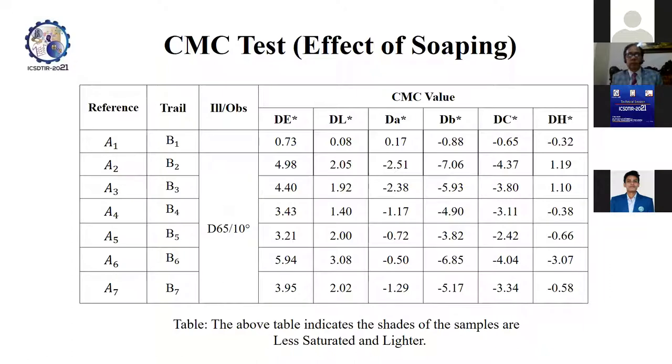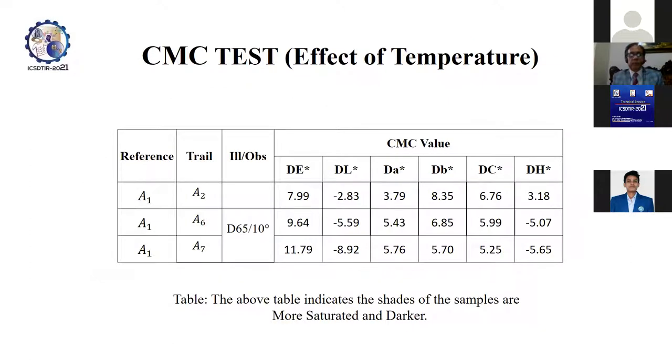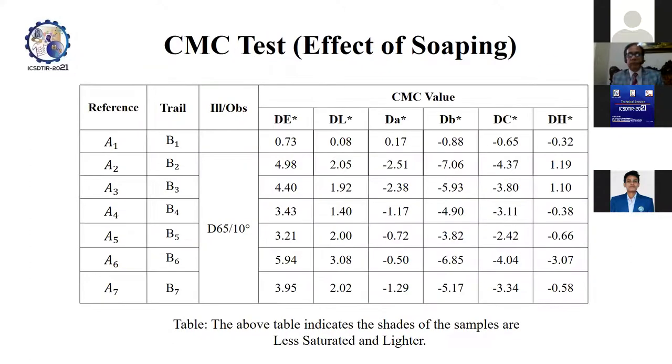Then we can see the CMC test. Here we categorize three categories: one is the effect of soaking, another is the effect of time, and the last is the effect of temperature. In the category of effect of soaking, we selected the A-type sample as a reference and the B-type sample as a trial, where we can see in the table that the shade of the samples is less saturated and lighter compared to the standard sample.